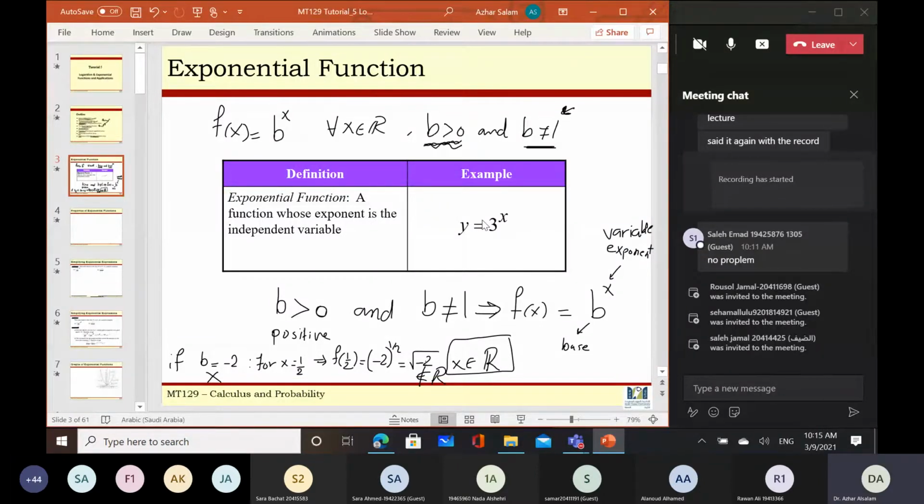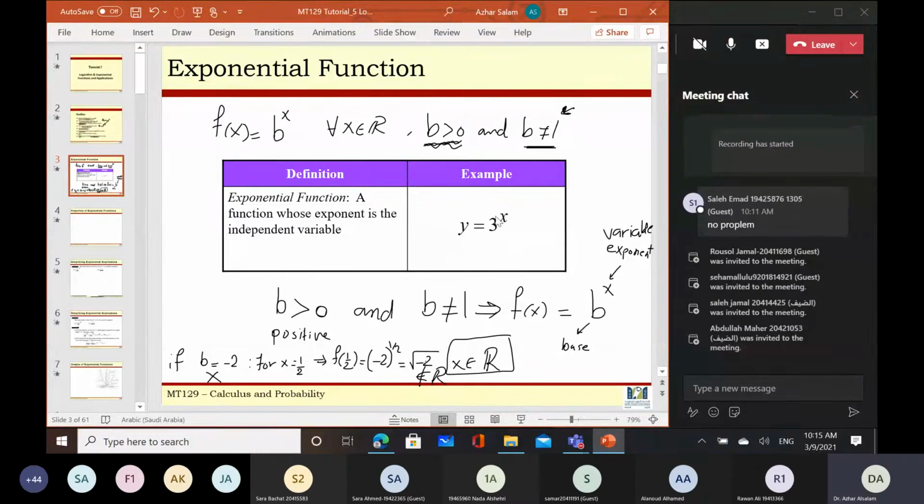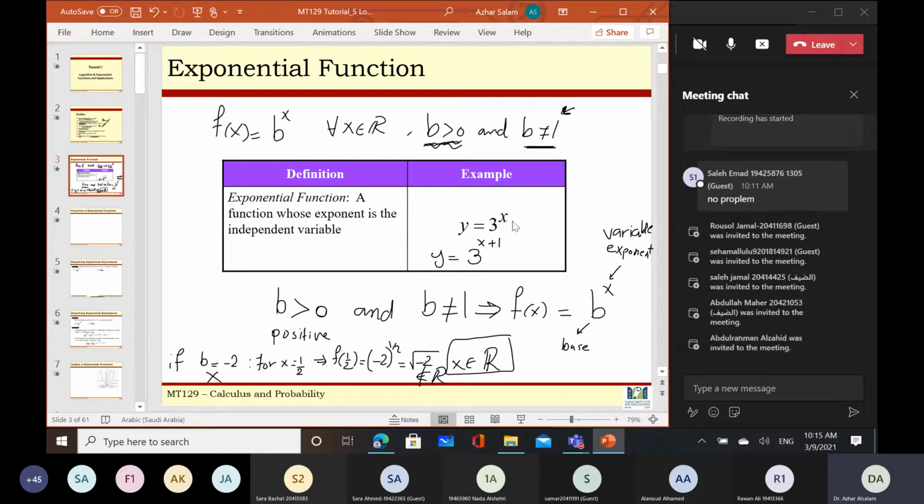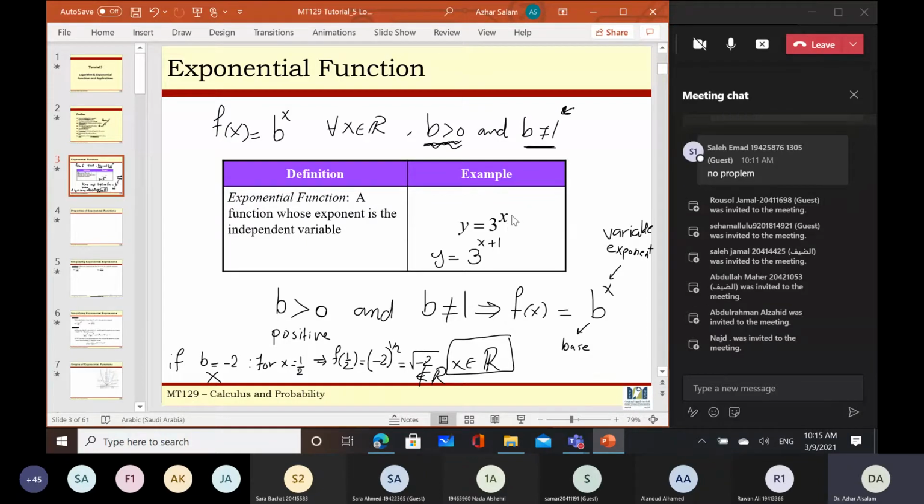Okay, there is an example. Here b, the base, is equal to 3, all to the power x. Also, another example: I could have y equals 3, the same base, to the power x plus 1. This is a function of the variable x. I could have here another expression besides x; it doesn't have to be only x, it could be a function in x. The most important thing is that the variable is in the exponent, not in the base.